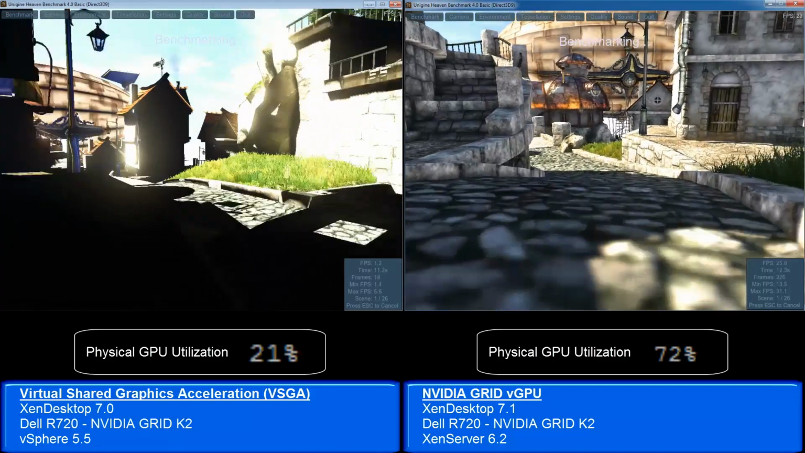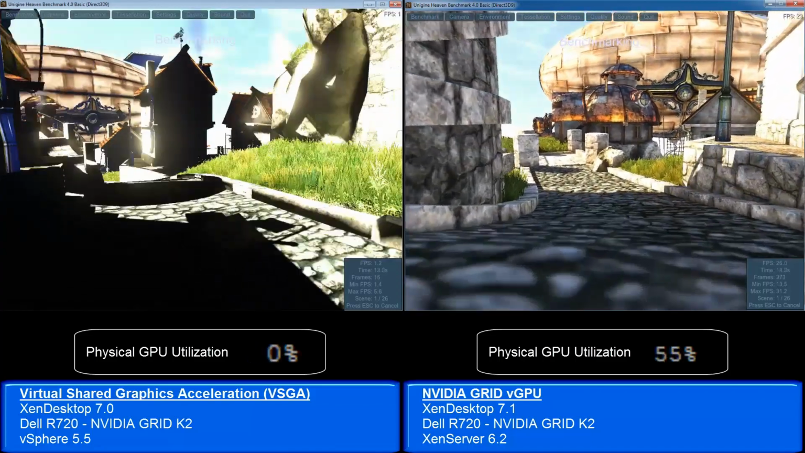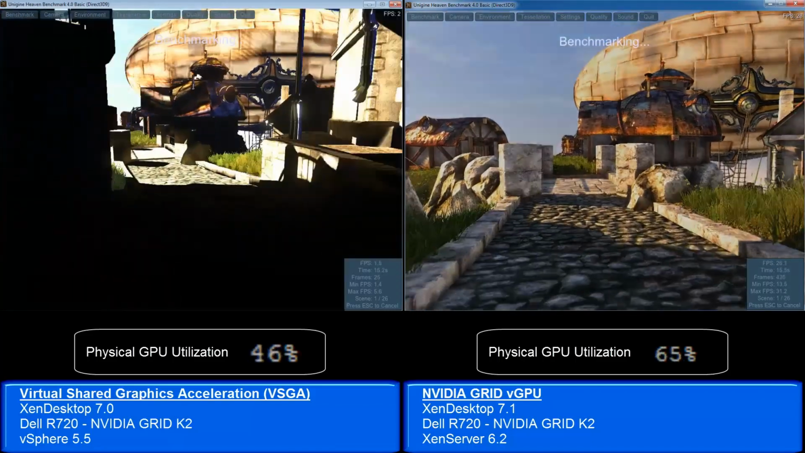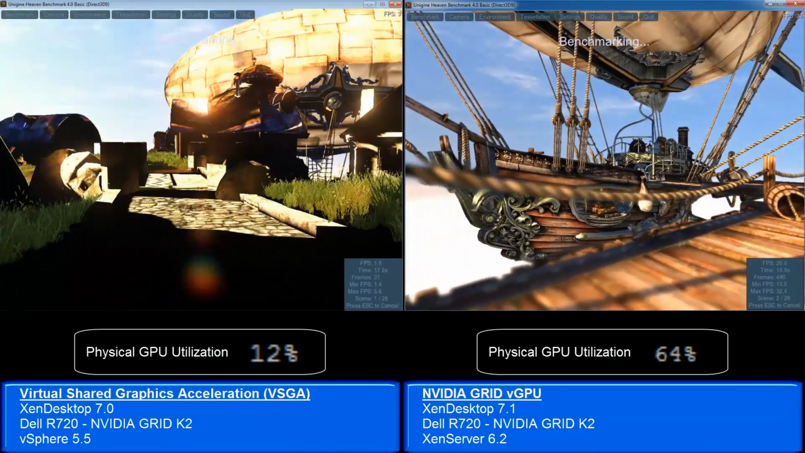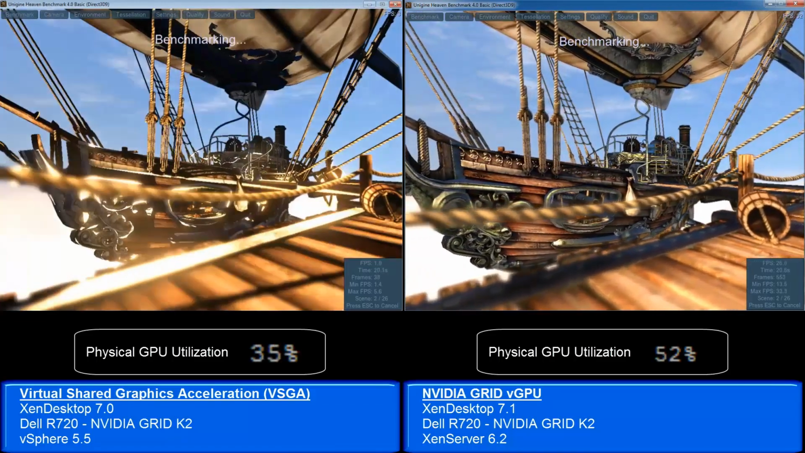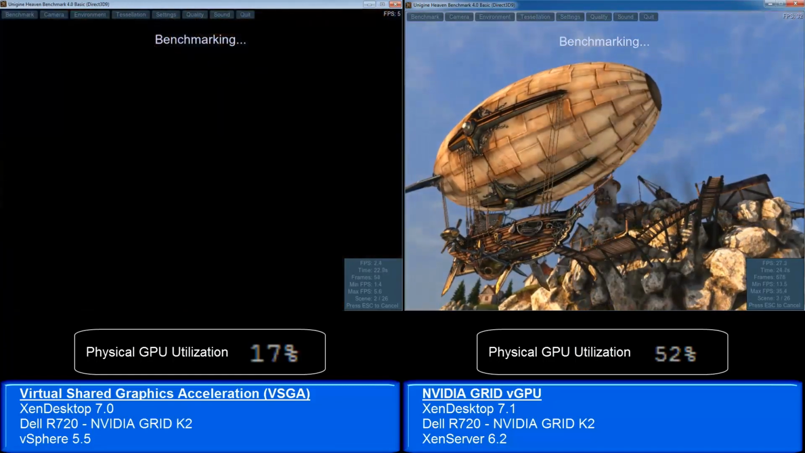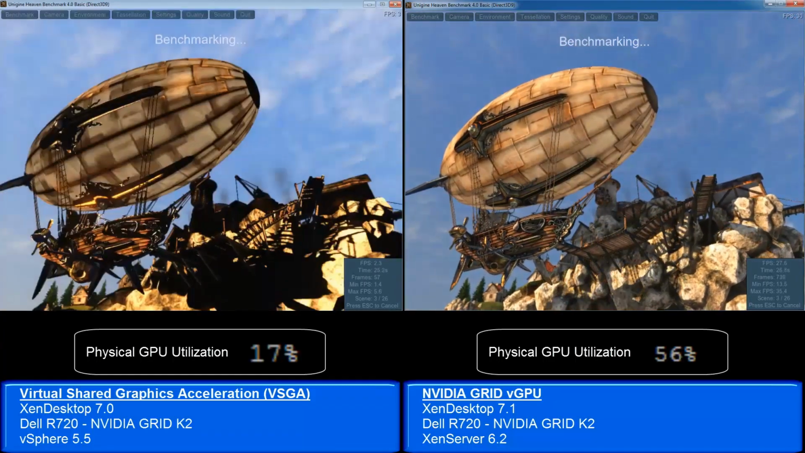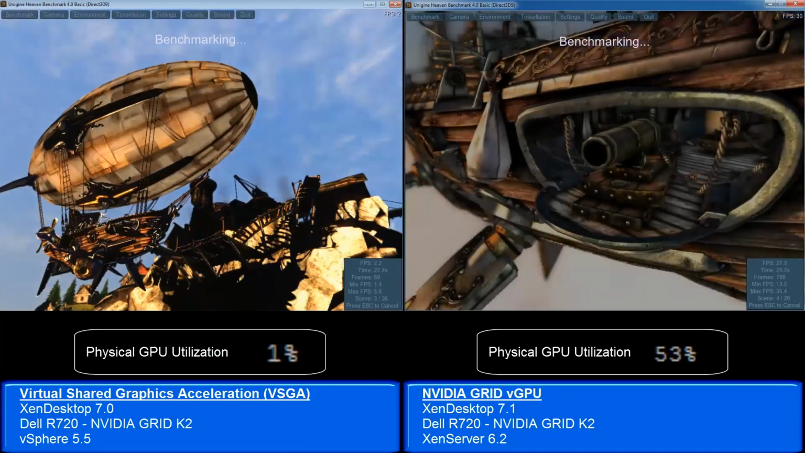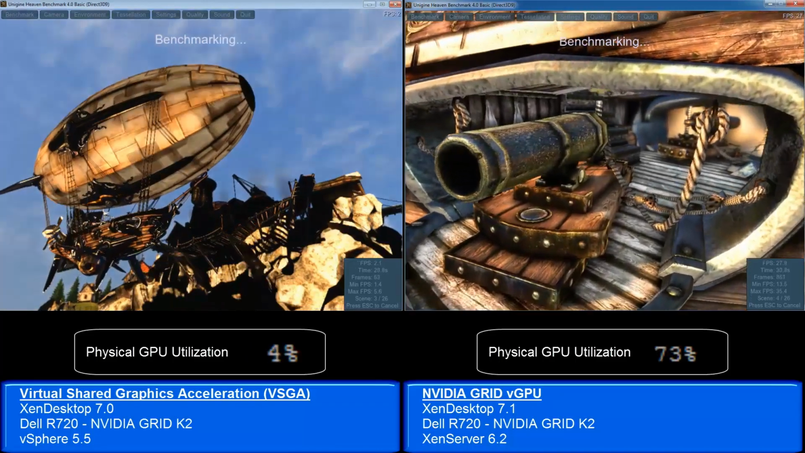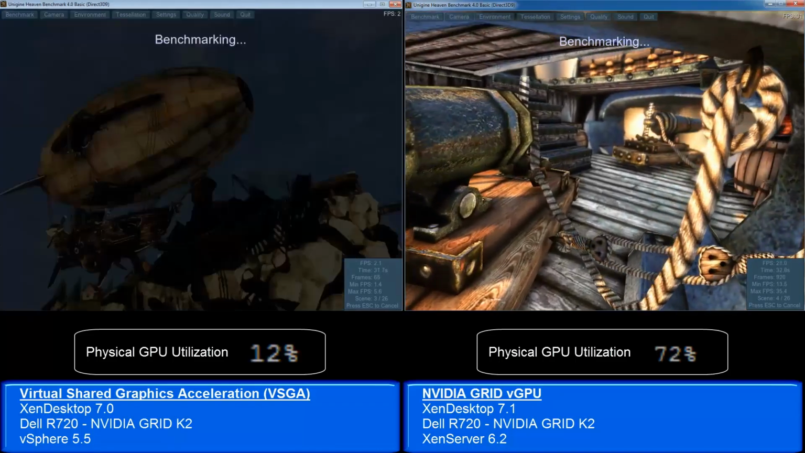What you're seeing on the left and on the right are two hardware setups that are completely identical. I have a Dell R720. I actually have two Dell R720s and I have four Nvidia Grid K2 cards. There's two K2 cards in each R720, and they are hardware identical. Where they differ is on the software.